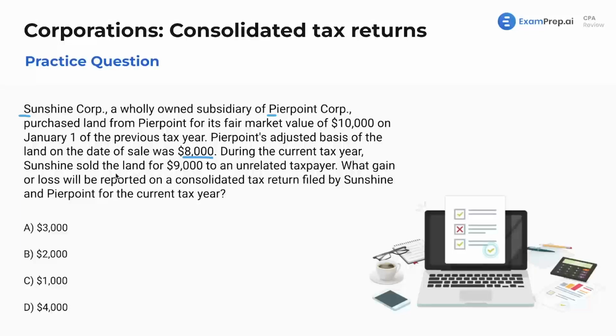During the current tax year, Sunshine sold the land for $9,000 to an unrelated taxpayer. What's the gain or loss here? Simply put, we got $9,000, and what was the basis? It's trying to trick you to maybe think it's $10,000, but here it's going to be $8,000. We're not recognizing this original transaction as if it happened, so we're maintaining the parent's basis. Final answer here is going to be $1,000, the difference between the $9,000 and the $8,000.